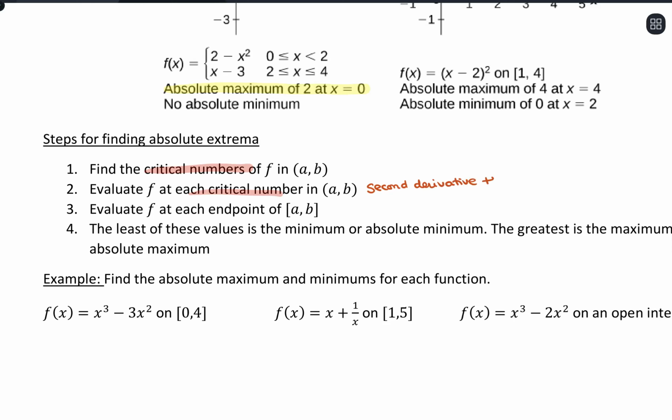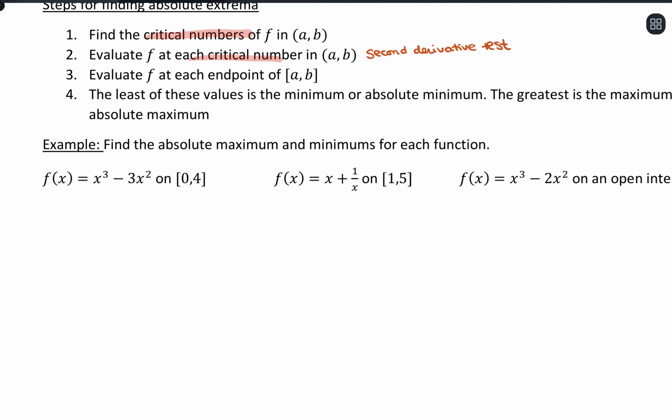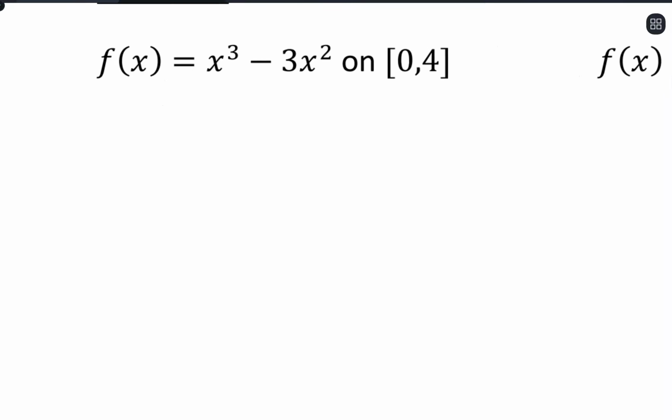You can do the first derivative if you particularly like it, but I'll be showing the second derivative here. Evaluate our function at each endpoint, and then we're going to compare those values to see what the absolute minimum and the absolute maximum are. All right, so we're going to have 3 examples here. Let's start with x cubed minus 3x squared on 0 to 4.